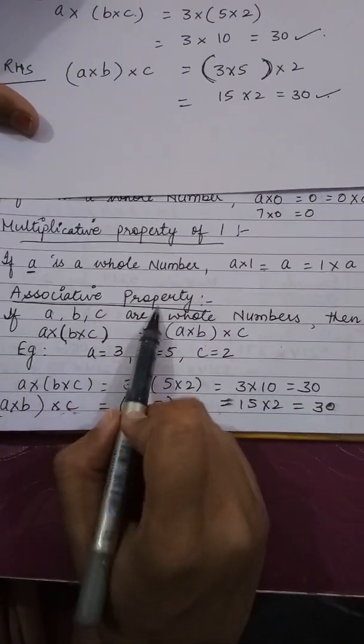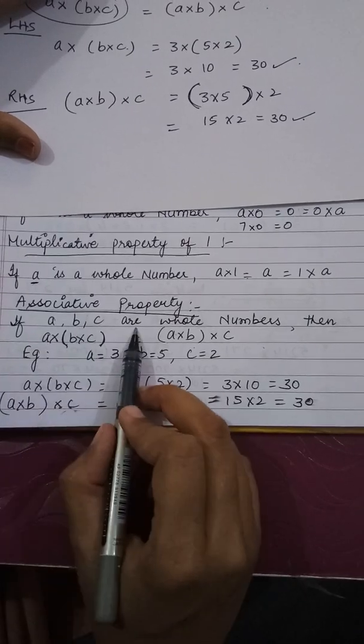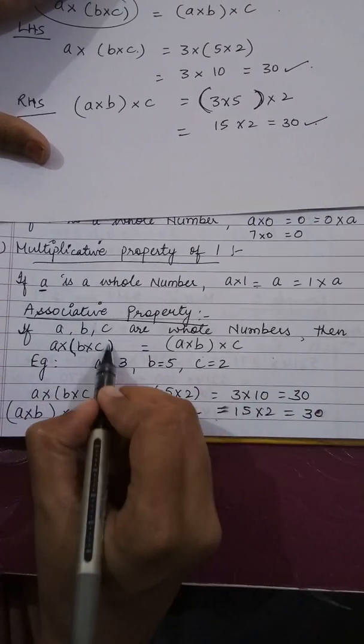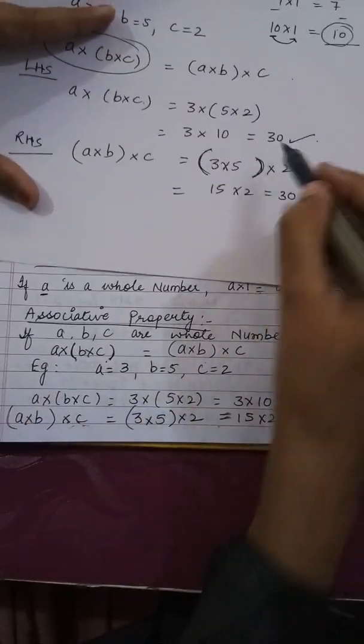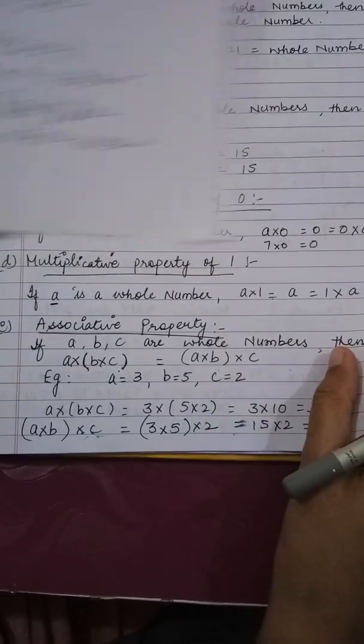So the associative property means if I'm going to take A, B and C together, then after pairing the numbers I will be getting the same answers, right? So this is the associative property of multiplication.